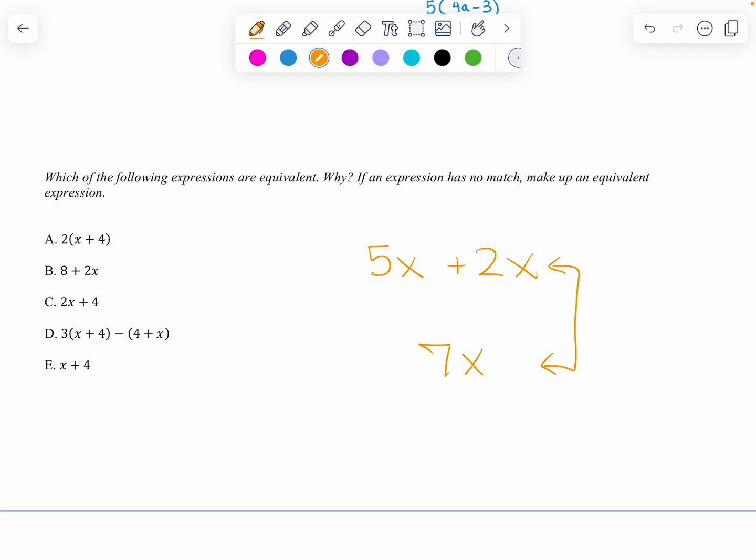So that's what we're looking for. Which of these are the same, but they look different? Hope that helps. If not, we'll practice some more on Friday.